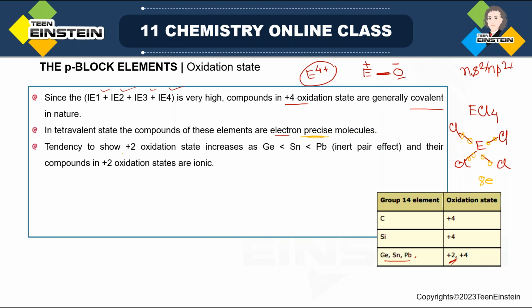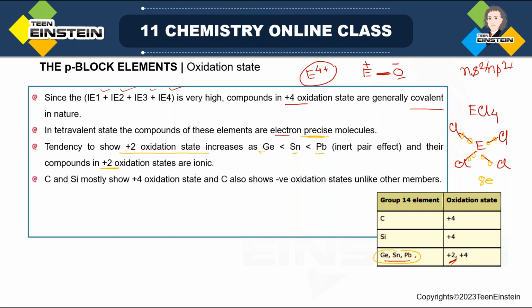Now the tendency to show the +2 oxidation state is mainly observed in these three elements, and it is maximum for Pb, then Sn, then germanium, and that is because of the inert pair effect. Inert pair effect in general is discussed probably in the first class, so you can check it there. And when we compare the +2 oxidation state with the +4 state, the +2 state is a lesser positive state, and that is always more ionic than the +4 state.